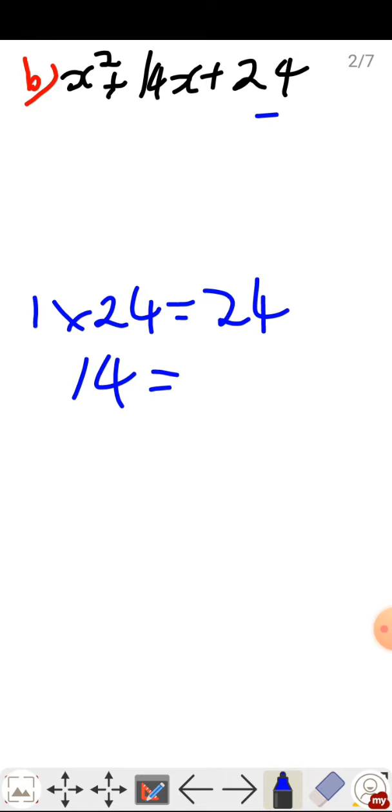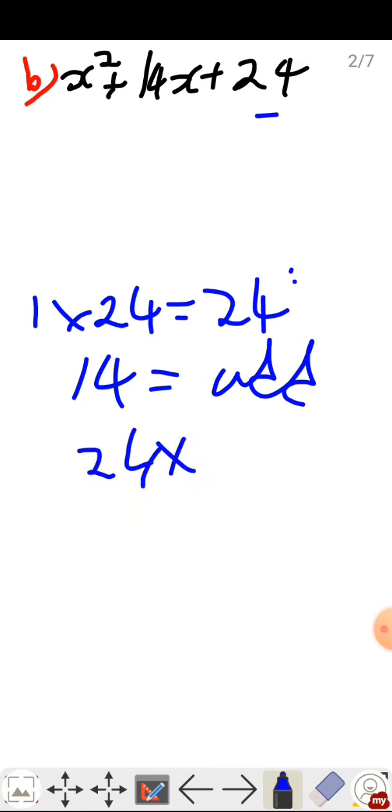Okay, so now we have to look at two numbers, the products of 24, that when you multiply them you should get 24, and when you add the two, you should get 14. So now we'll start looking at the products of 24. You should be familiar with the multiplication table to easily solve this. We'll start by looking at 24 times 1. We multiply, get 24, we add, we get 25. So we're not looking at this one.